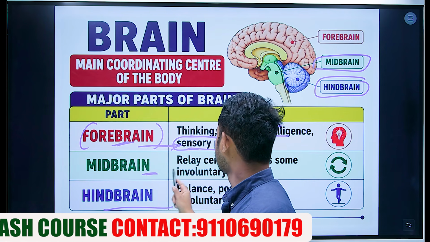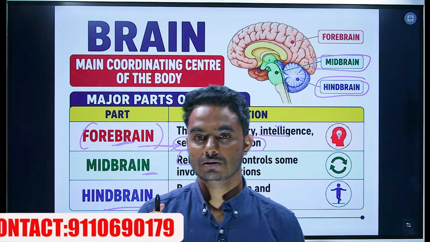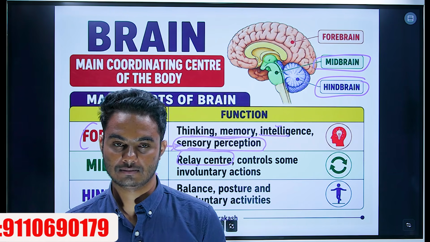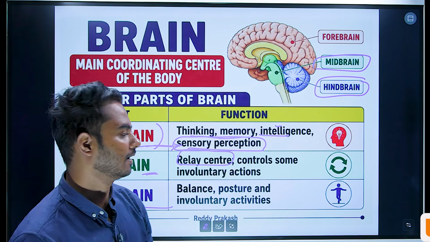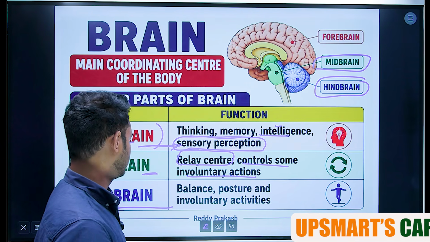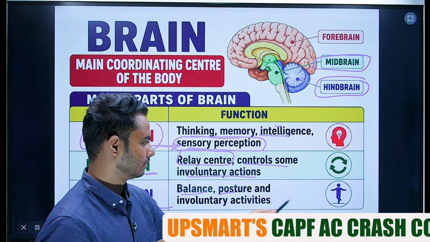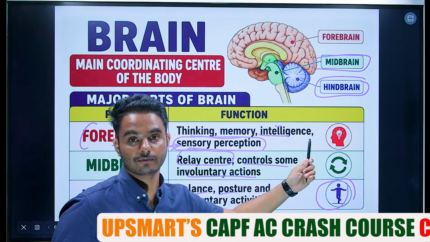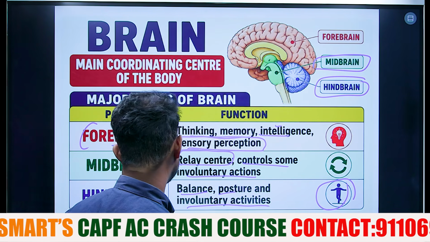Next is the midbrain. The midbrain is the relay center. Relay center means central coordinating center. It connects both of them. It also controls some involuntary actions. Next is the hindbrain. The hindbrain helps in balance and posture, and some involuntary actions. We'll see examples of these.